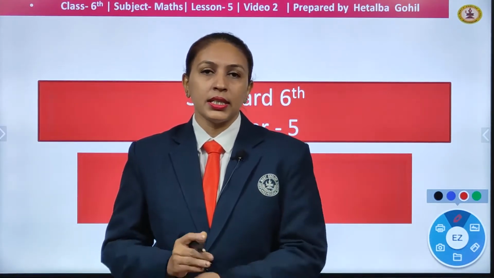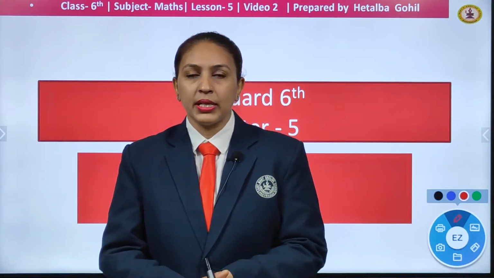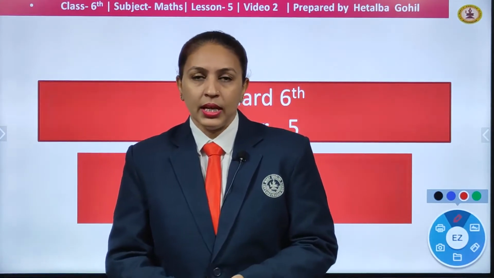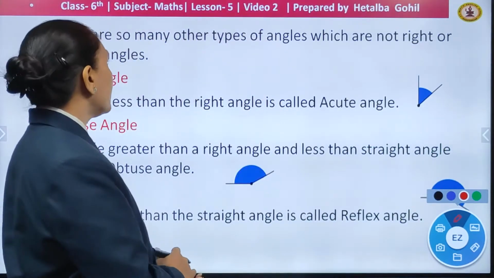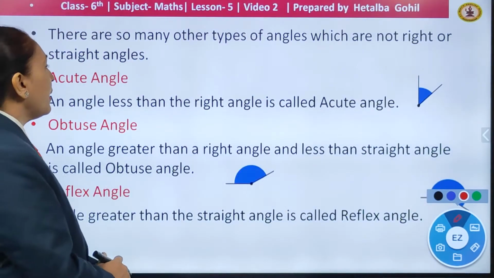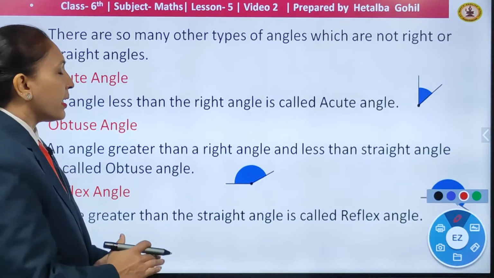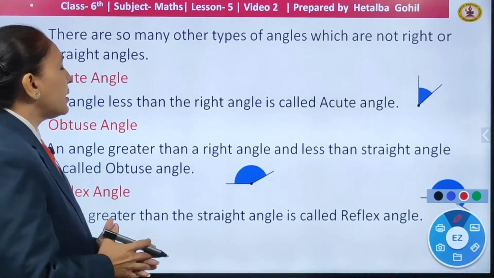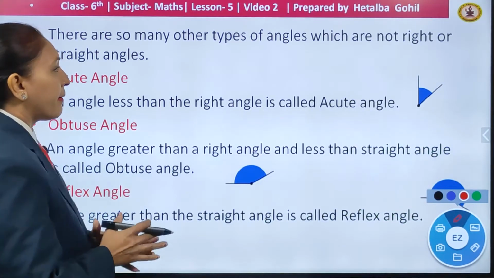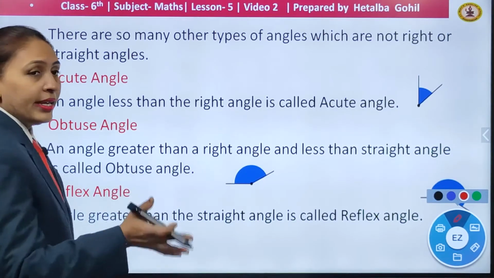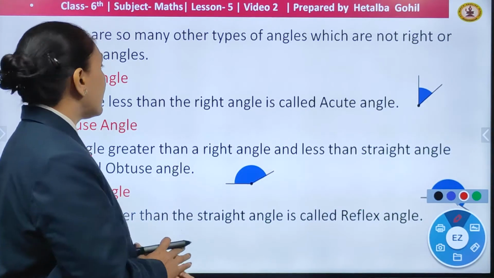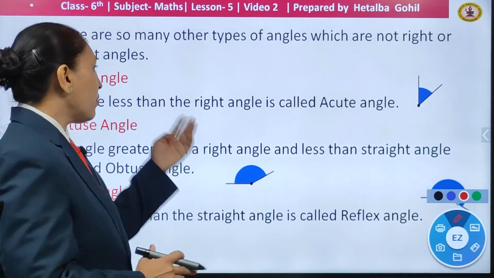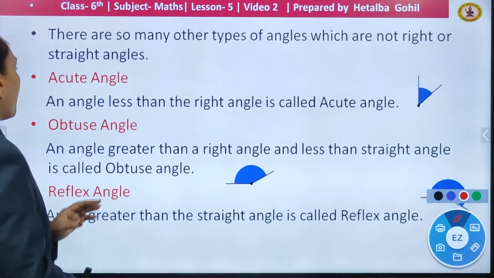In the first video we had learned about the basic concept of this chapter. Now a few more concepts are still to be learned under this chapter, so we move ahead with that. These are the types of angles. There are many other types of angles which are not right or straight angles. In the first video we had learned straight angle, right angle, and complete angle. Now let us move further.